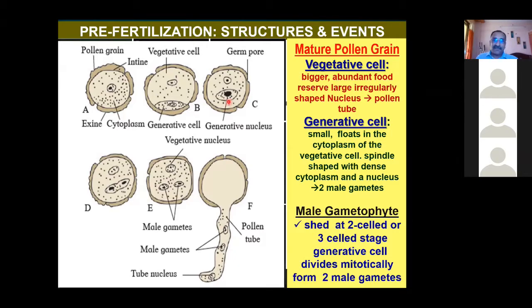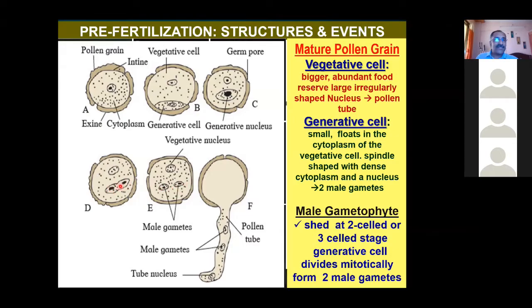Okay, but this generative nucleus divided here. Look at here. When this generative nucleus is divided, you got two nuclei. Now you see each nucleus. Is it haploid or diploid? Haploid. But can you tell me which kind of cell division has taken place here?